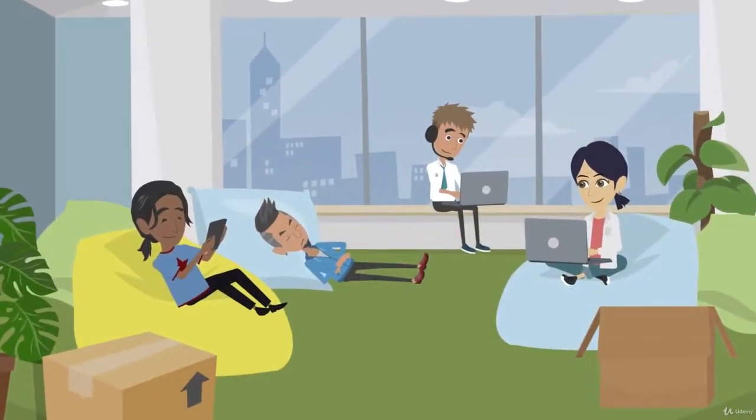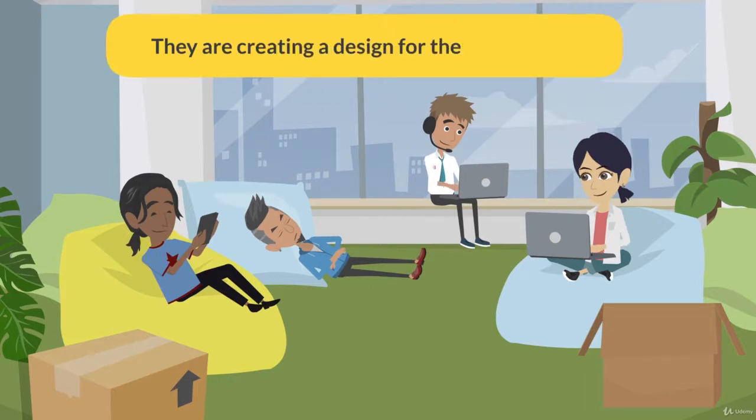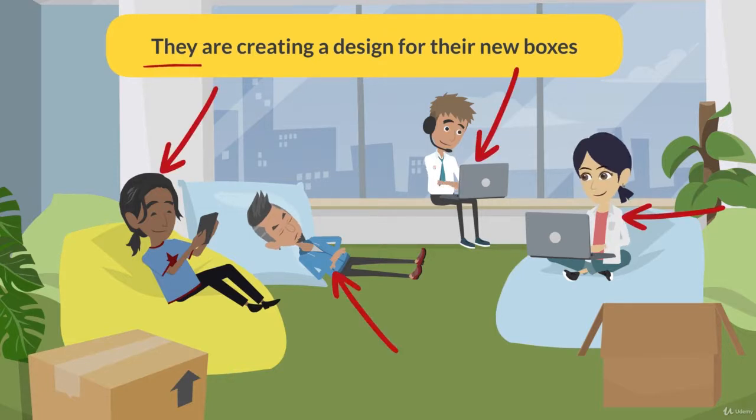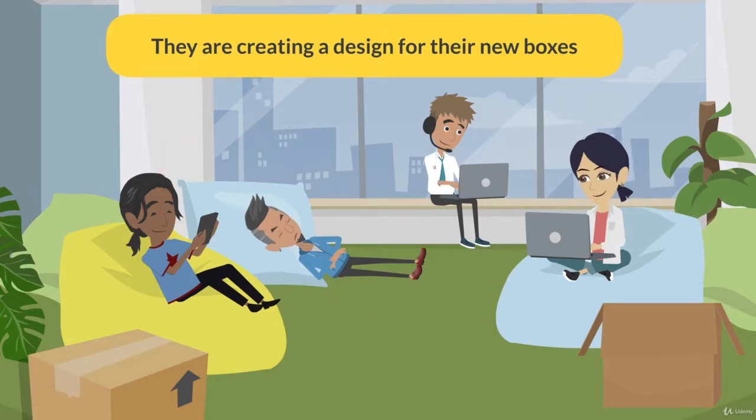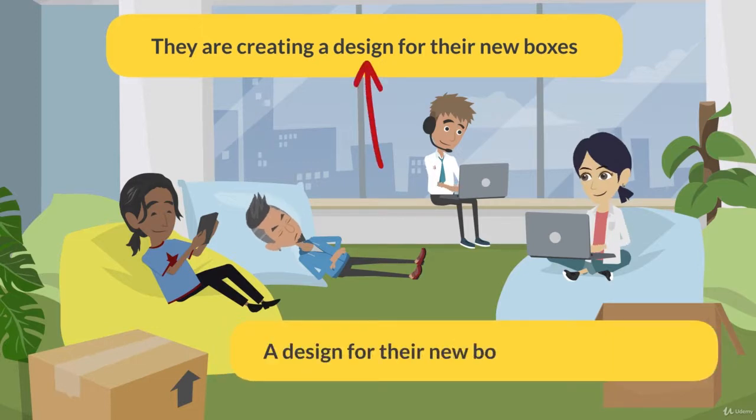An active example: They are creating a design for their new boxes. They is an active subject. Are creating is a verb, and a design is an object. How do we convert it into passive? First comes the passive subject, which is not doing an action, but receiving an action. In this example, it's a design.